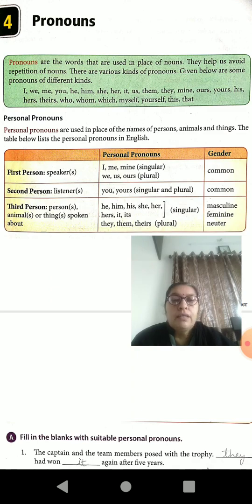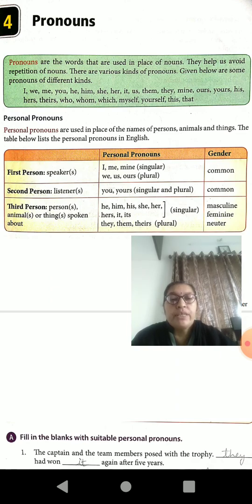Geeta is a girl. She is a clever girl. So I use here she for Geeta. I use here she as a pronoun instead of noun Geeta. So children, clear it in your mind. The words that are used in place of noun, it's called pronoun.